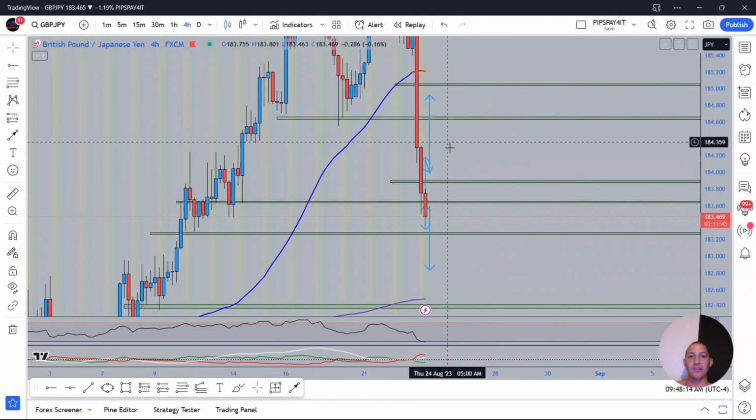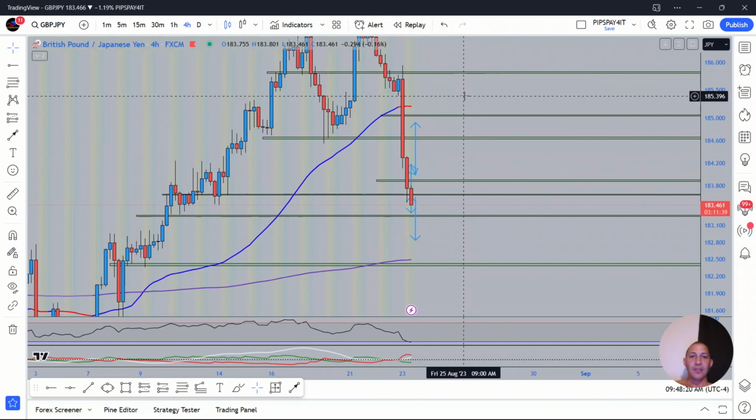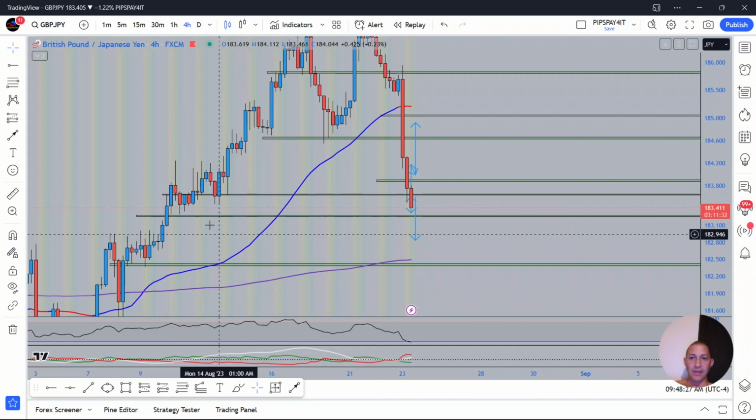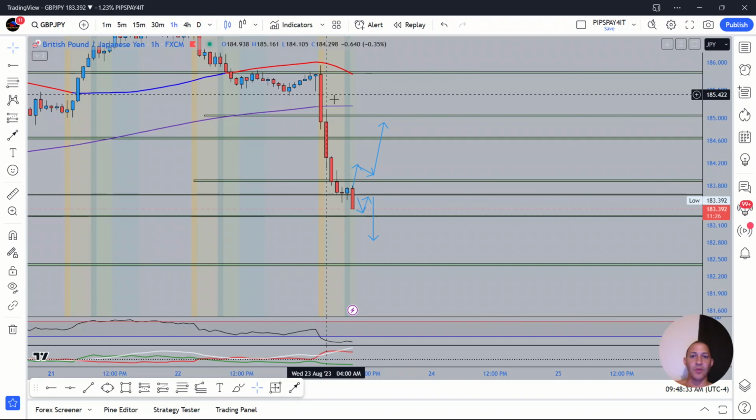When you go to the higher time frame, look at this. One, two, three candles. You got 12 hours of selling pressure. And look where we're at right now. So I would definitely buy on the 4 hour. Well, maybe more on the hour.